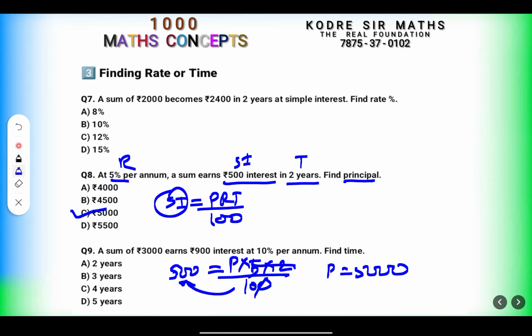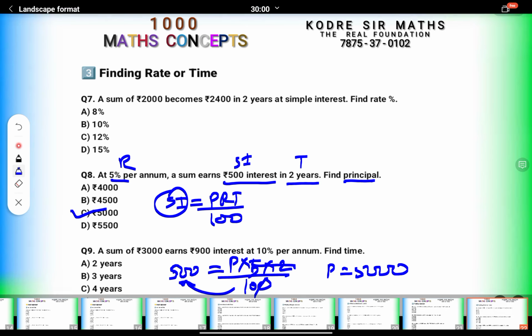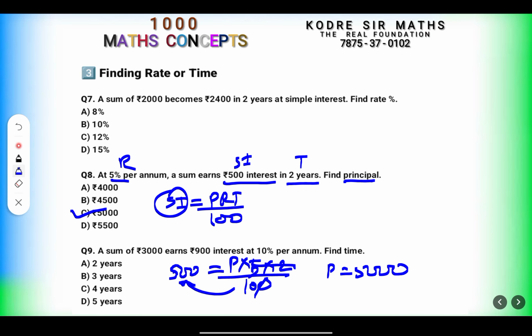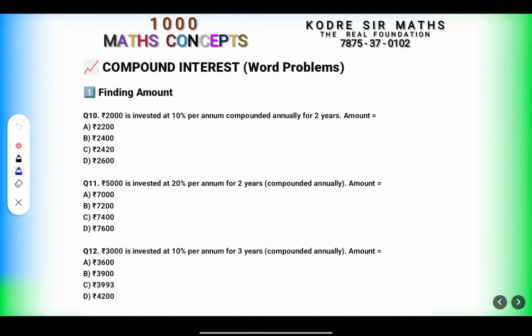Yes, sometimes you may have to find time, sometimes you may have to find rate. Okay, and sometimes you may have to find principal. Yes. Now let us move to the compound interest.